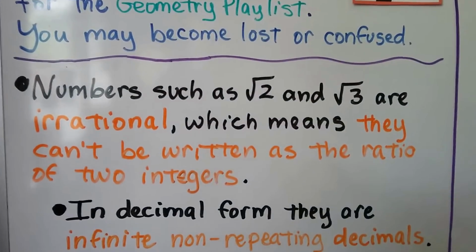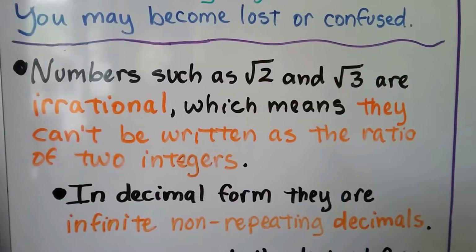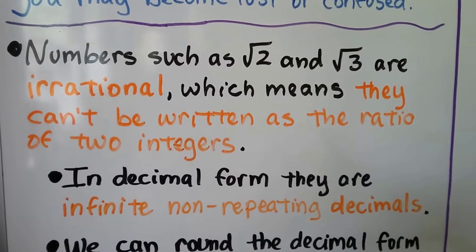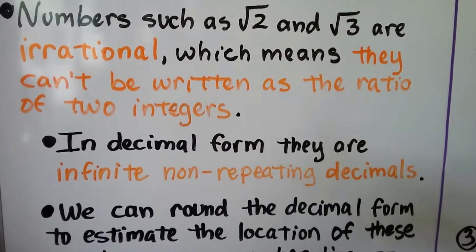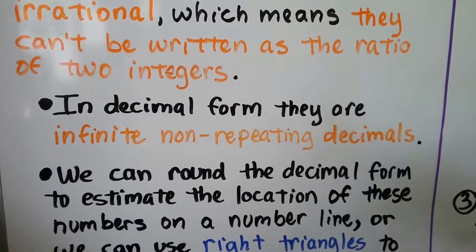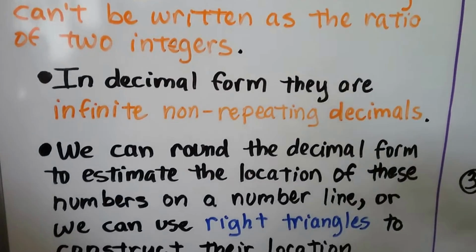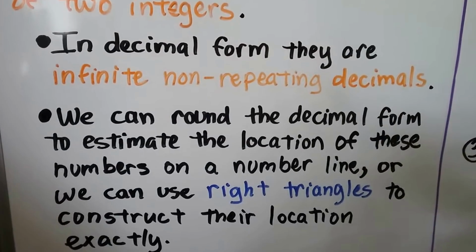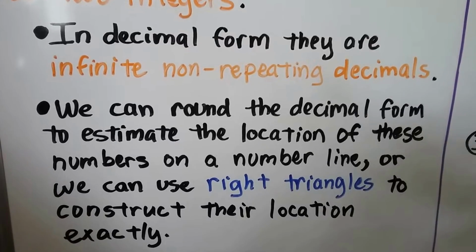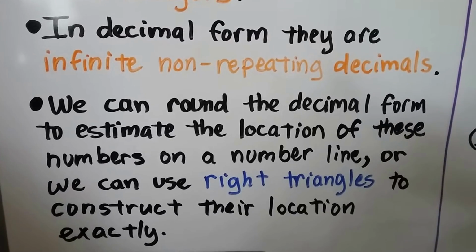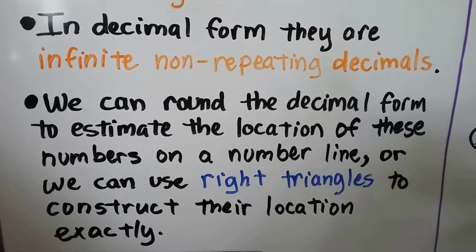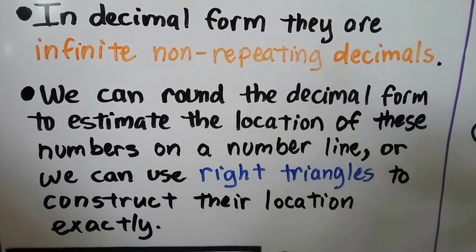Numbers such as square root of 2 and square root of 3 are irrational, which means they can't be written as the ratio of two integers. In decimal form, they're infinite, non-repeating decimals. We can round the decimal form to estimate the location of these numbers on a number line, or we can use right triangles to construct their location exactly because of their hypotenuse.